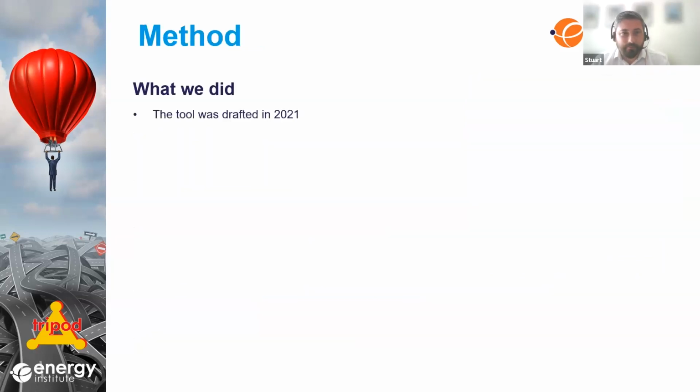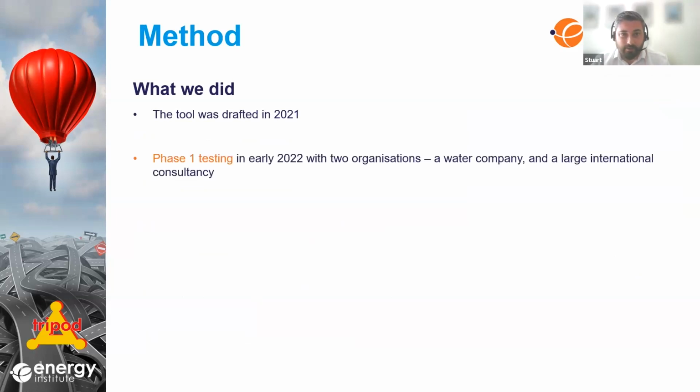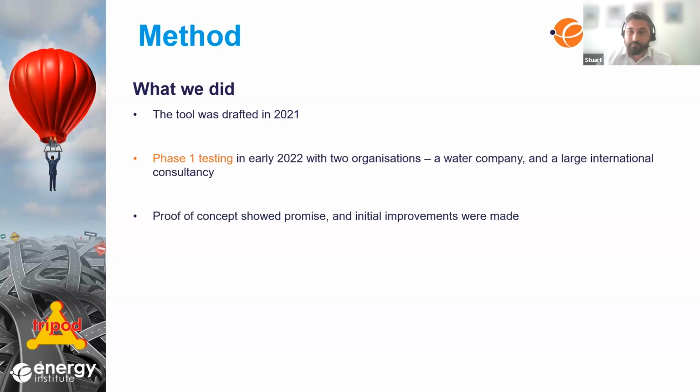So what did we do? We drafted the Tripod Lite tool in late 2021. We conducted phase 1 testing of that first draft with 2 organisations, so a water company in the UK and a large international consultancy. So they took the tool, played with it, tested it out on some low-level investigations, and then we got the feedback from that. And from that phase 1 testing, we found that the proof of concept had promise, but we did need to make quite a few improvements to the tool.